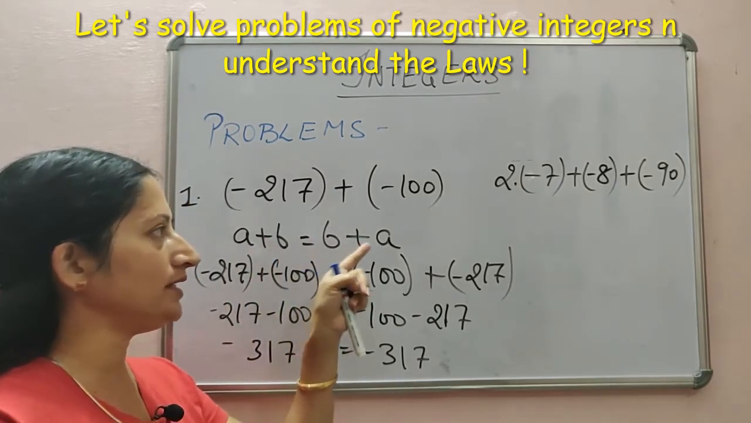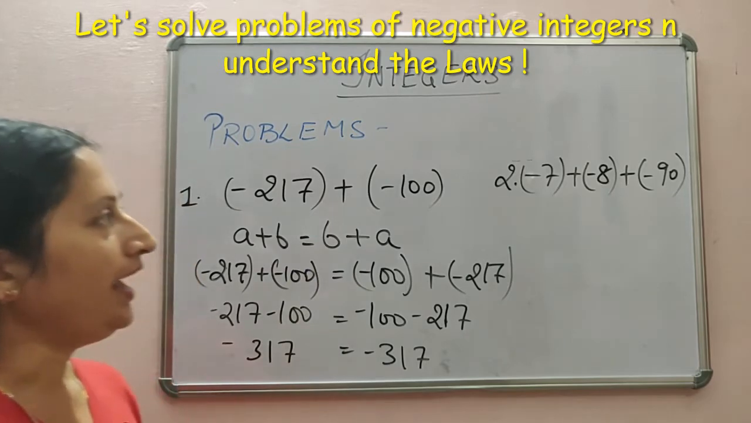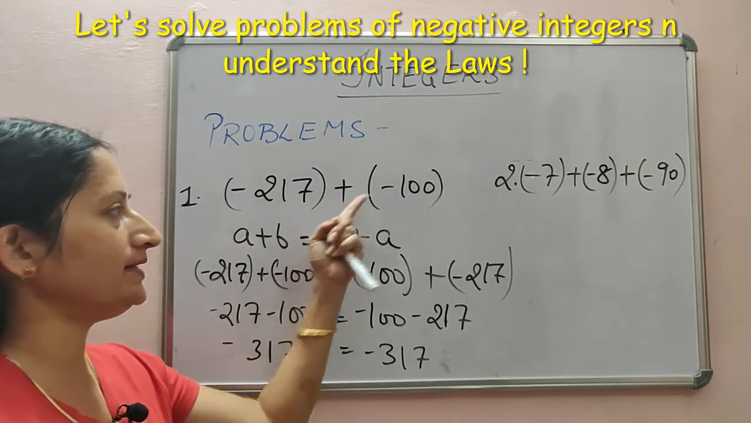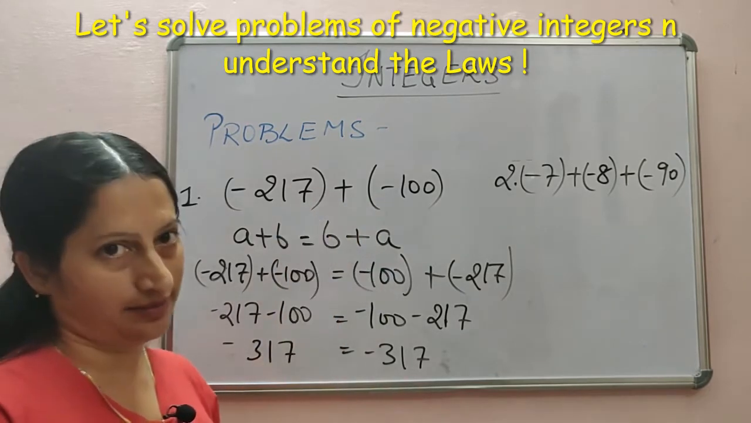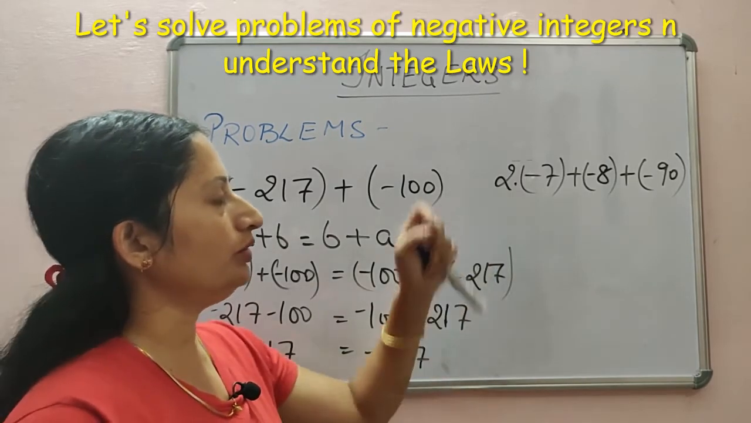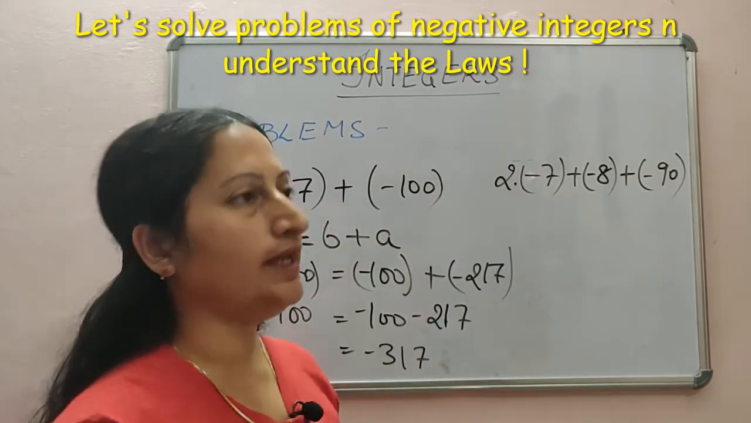So a plus b is equal to b plus a. And I think you have understood the rule of signs, that is when plus and minus is there, so minus sign comes in case of addition. Now let's go to this question and let's prove the associative law.